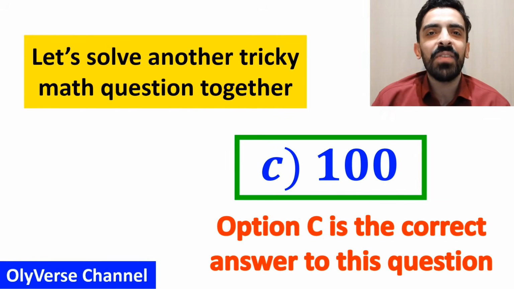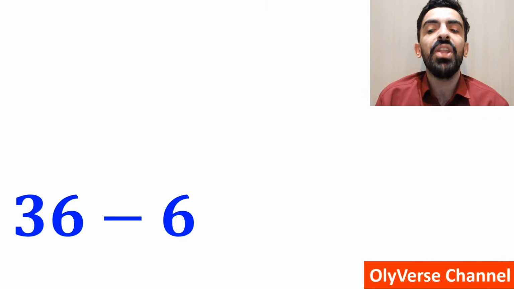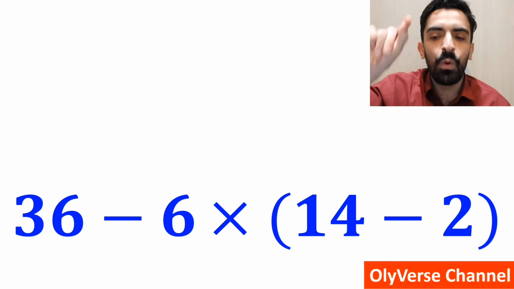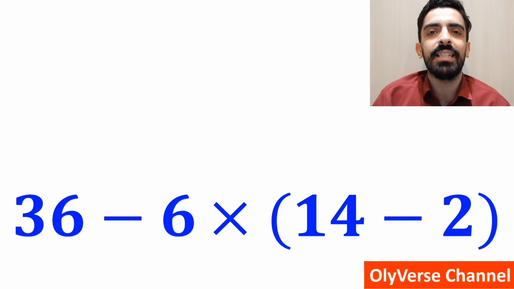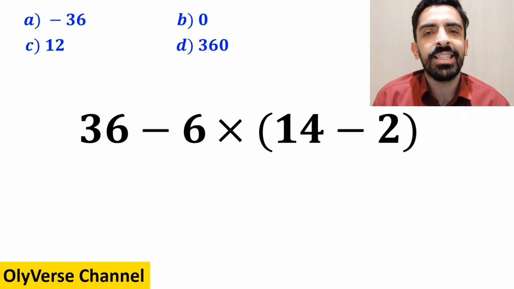Alright, now let's solve another tricky math question together. What is the value of the expression 36 minus 6 times open parentheses 14 minus 2 close parentheses? Which option do you think is the correct answer to this question? Let's break it down and solve it together.